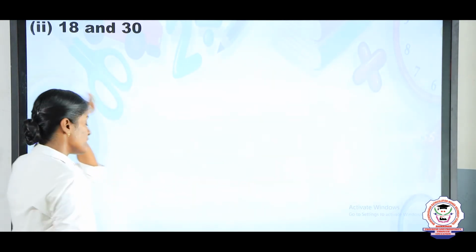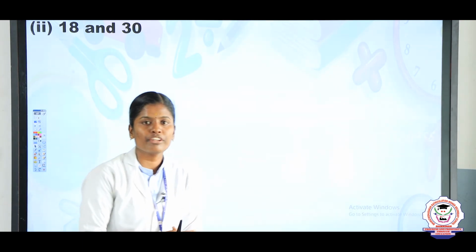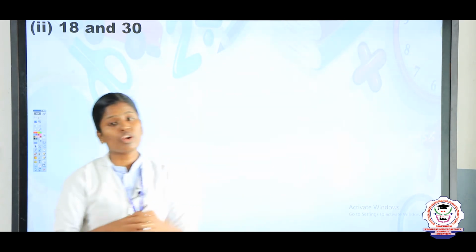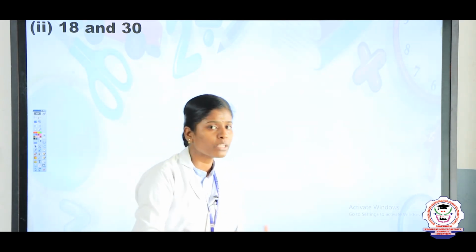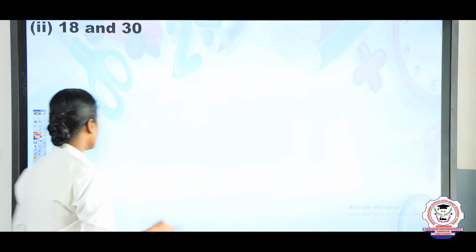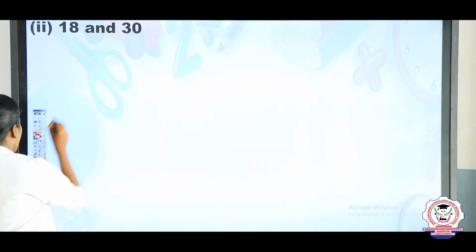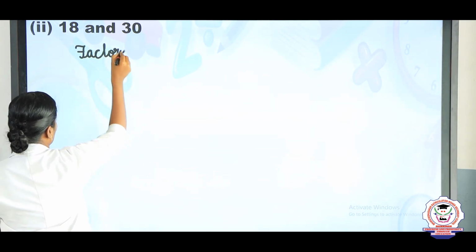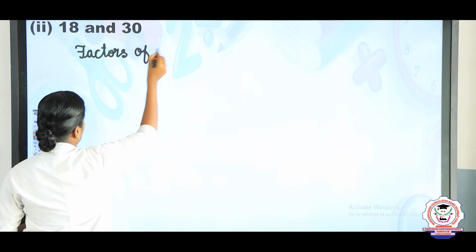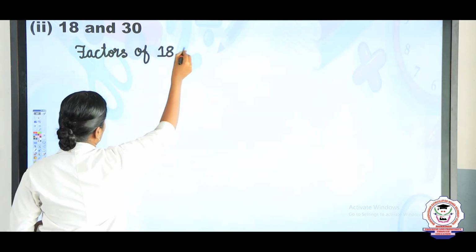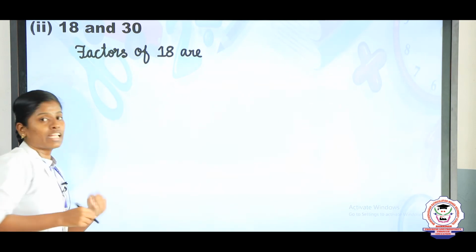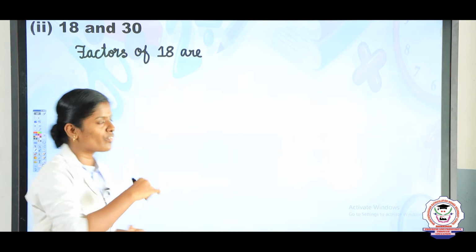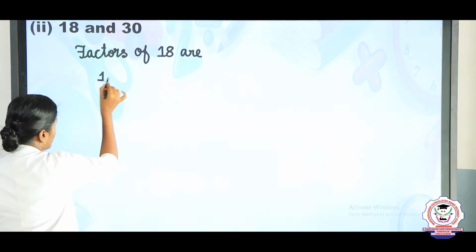So another example is 18 and 30. First we are going to find the factors of 18, then we are going to find the factors of 30. So what are the factors of 18? The first one, 1 table. 1 18s are 18.